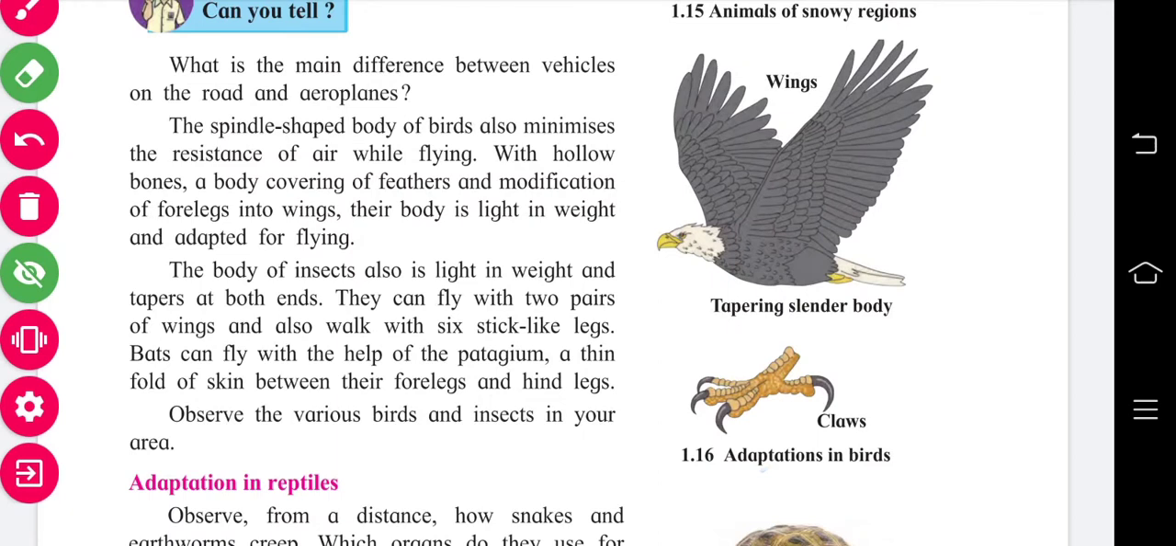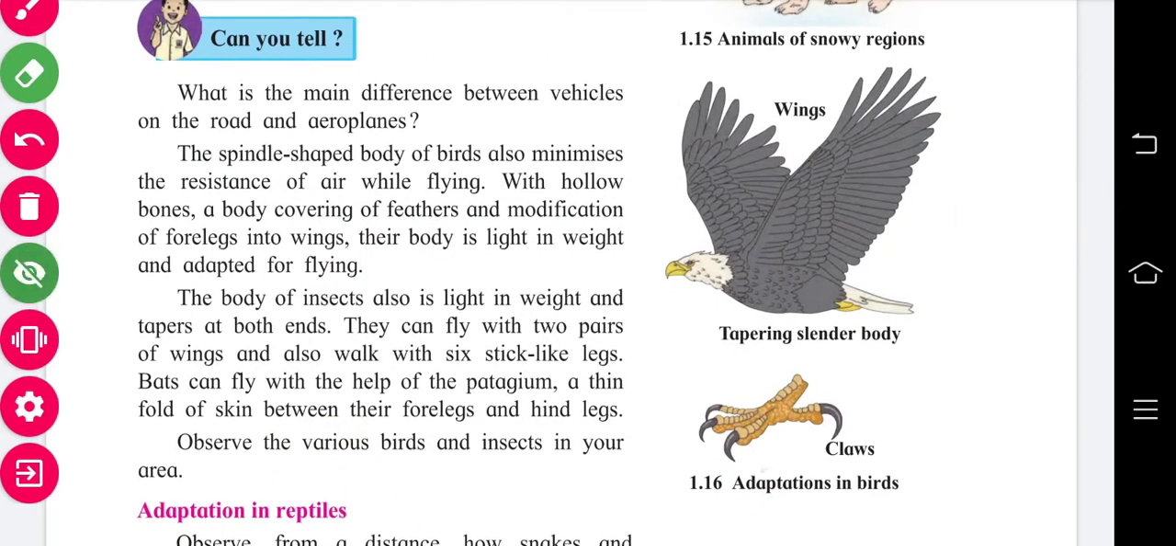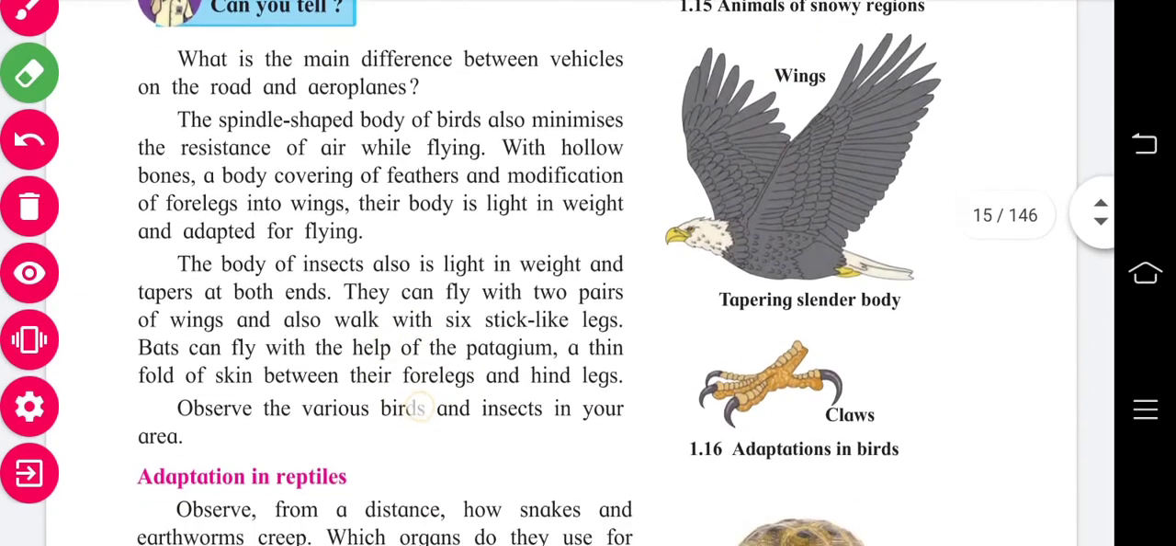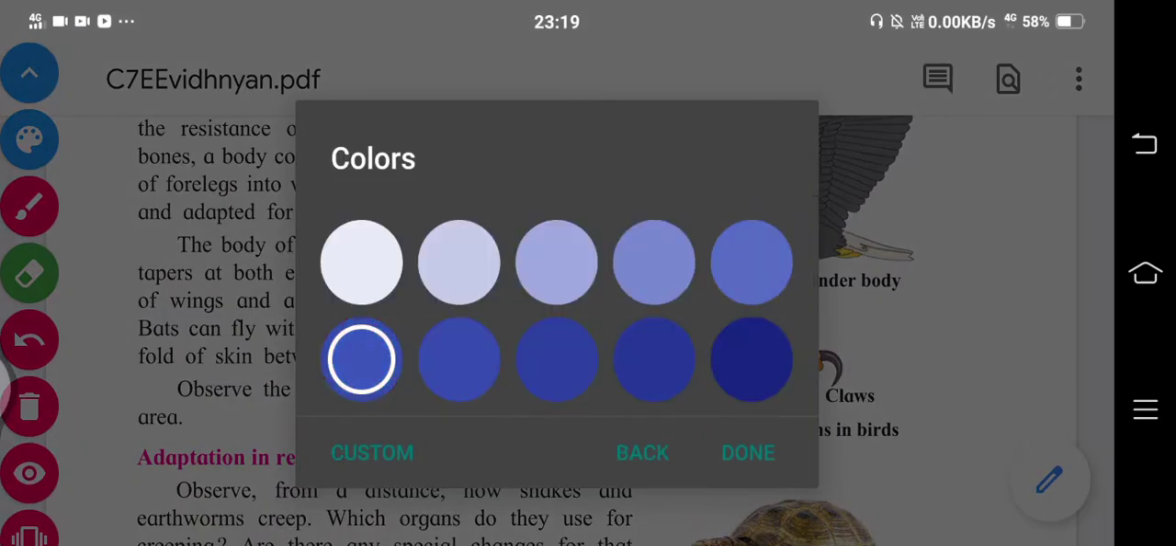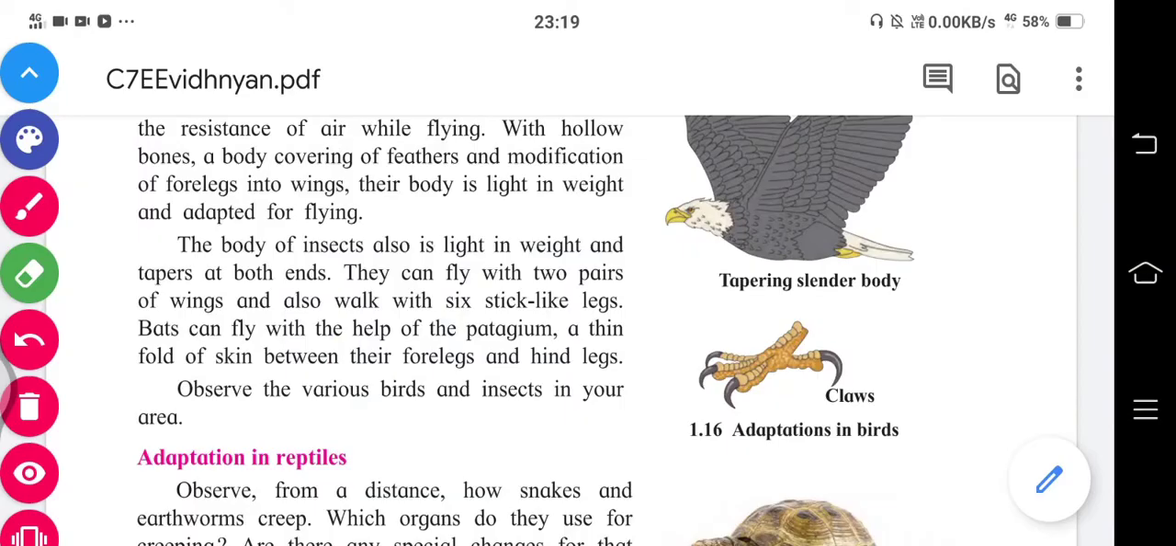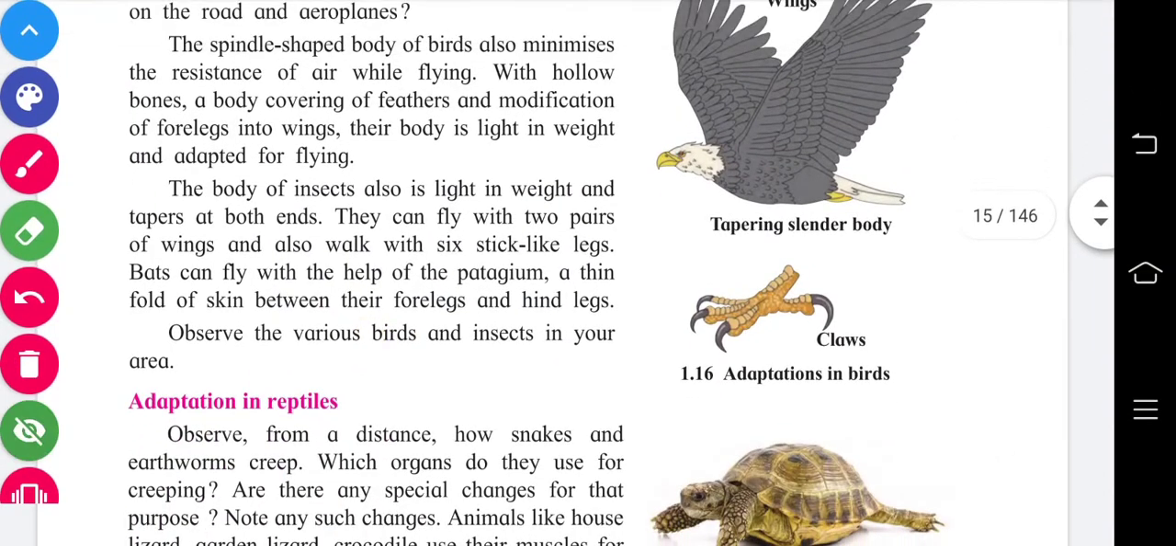Next is observe the various birds and insects in your area. So you can observe, that's the homework for you. These are the homework for you, okay. Observe the various birds and insects in your area. So that is the homework, you can write your answer on that.